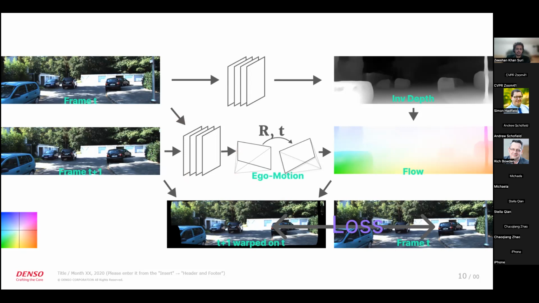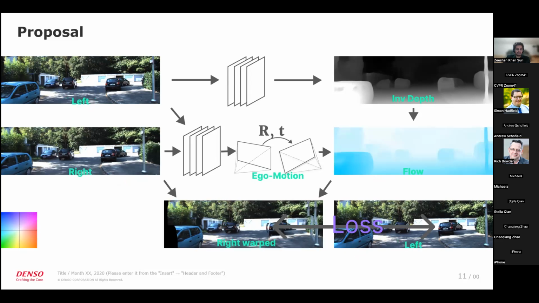And similarly, from the ego motion and the depth, a flow is computed. Here you can see that the flow is not only in X direction, but in different directions with respect to the motion of the camera. And this flow is used to warp the frame at time t+1 onto the frame at time t, and then a loss is computed. So the main idea of my submission comes from the following.